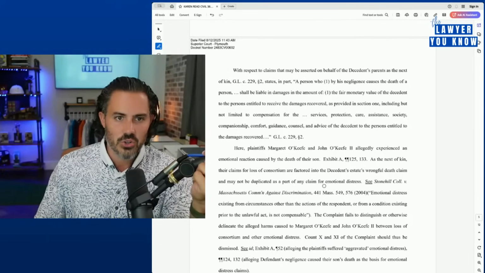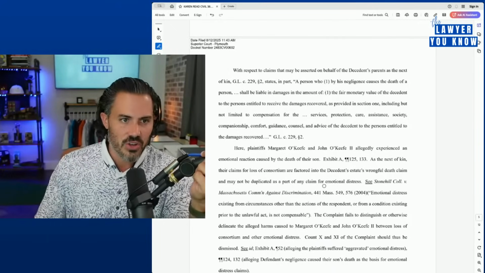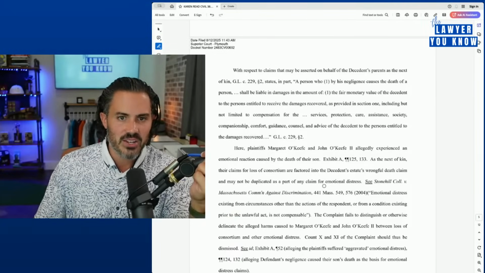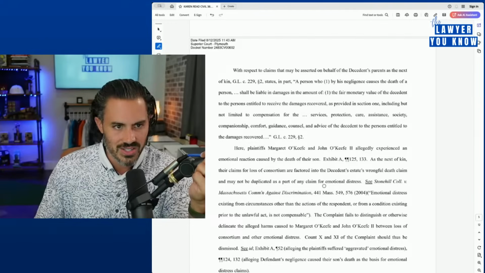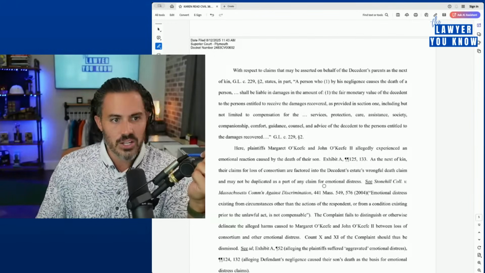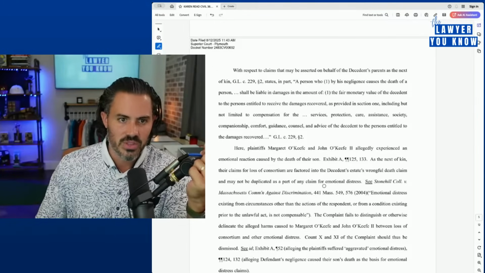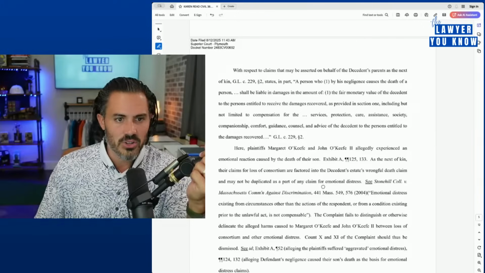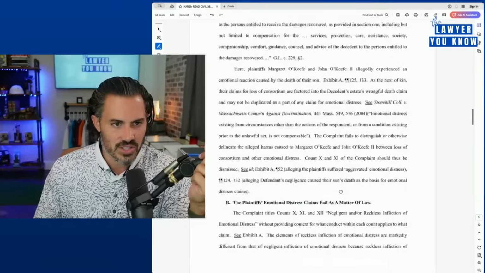the statute states in part, a person who, by his negligence, causes the death of another person shall be liable in damages in the amount of 1, the fair monetary value of the decedent to the persons entitled to receive the damages recovered as provided in Section 1, including but not limited to compensation for the services, protection, care, assistance, society, companionship, comfort, guidance, counsel, and advice of the decedent to the persons entitled to the damage recovered.